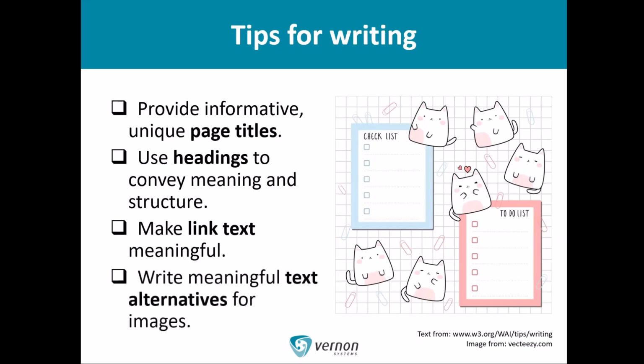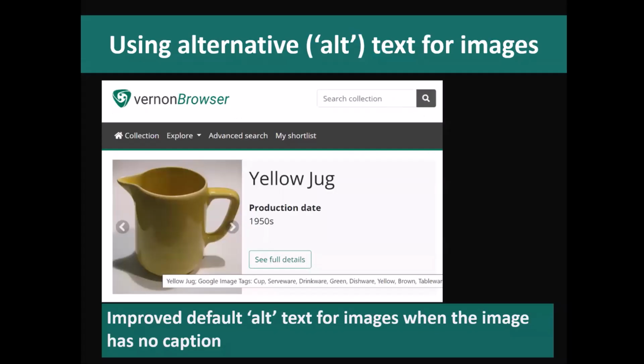We also want to look at creating meaningful alternative descriptions of images, again for people with visual impairment, but also to improve the searchability of the collection, because things like Google search make use of alt text to help people find images when they're doing a text-based search. And so here's an example of Vernon Browser just with our demo site.